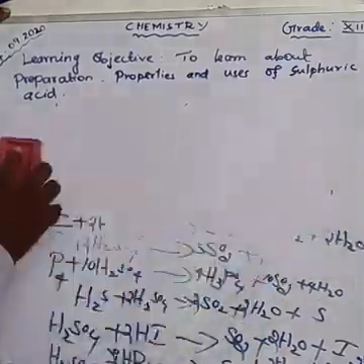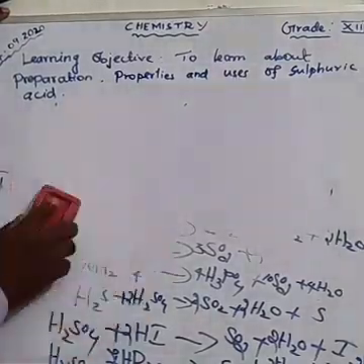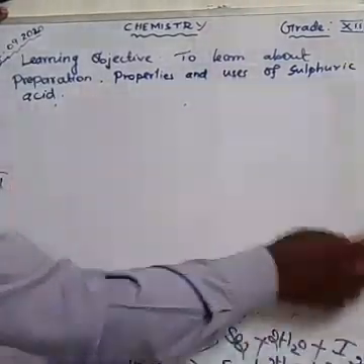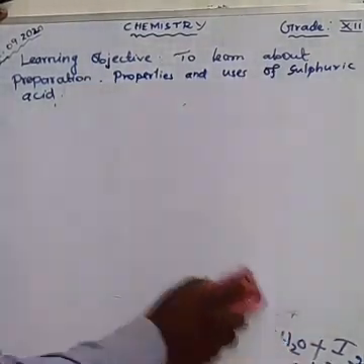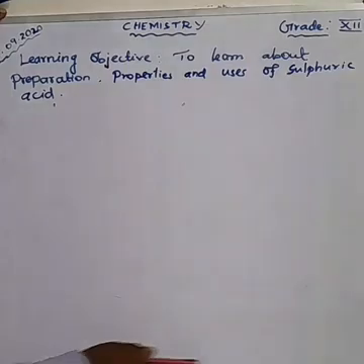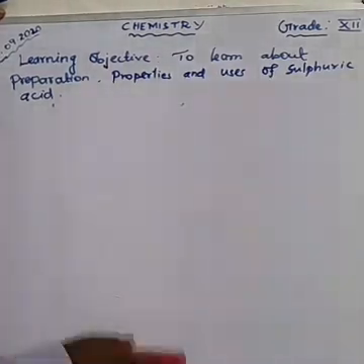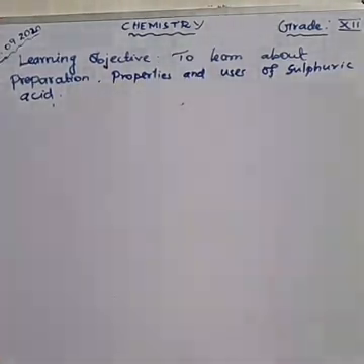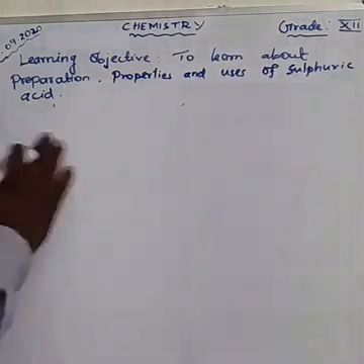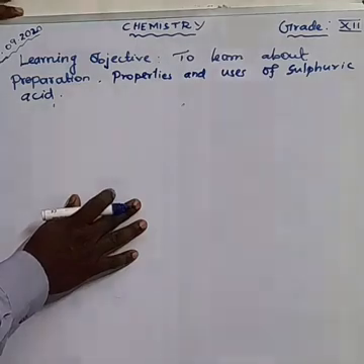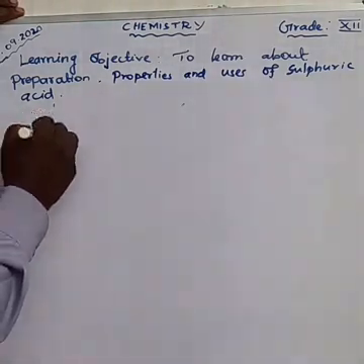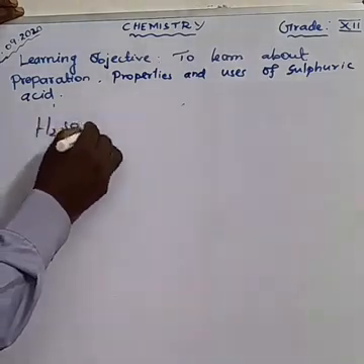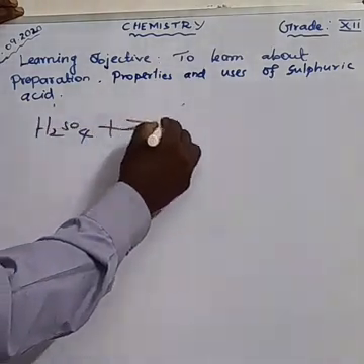Sulphuric acid now reacts with zinc metal to form zinc sulfate and also the evolution of hydrogen gas. And also aluminum reacts with the sulphuric acid to form aluminum sulfate and also hydrogen gas. That is, we can write the reaction between sulphuric acid, this one is a dilute acid, and zinc. Sulphuric acid reacts with zinc metal.